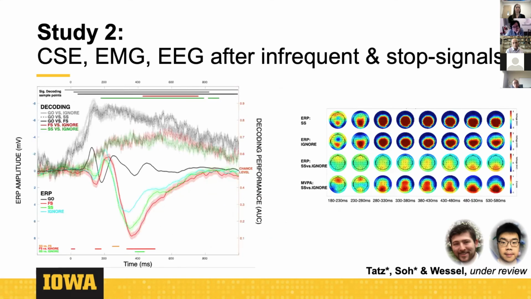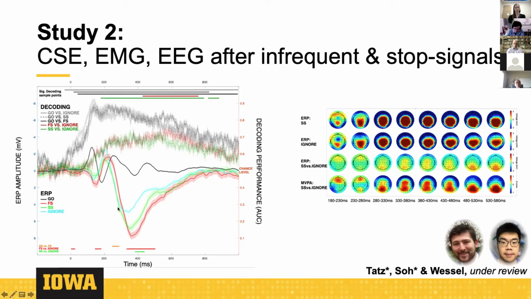The last part of this is the EEG data. There's a lot going on in this figure, so I'll walk you through this real quick. The solid lines on the bottom are the frontocentral ERP. Here we're looking for the frontocentral N2P3 complex. And what we're seeing is, first of all, in green are the successful stop trials, in red are the failed stop trials.